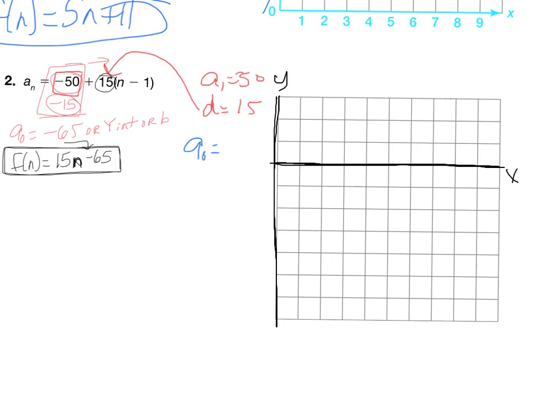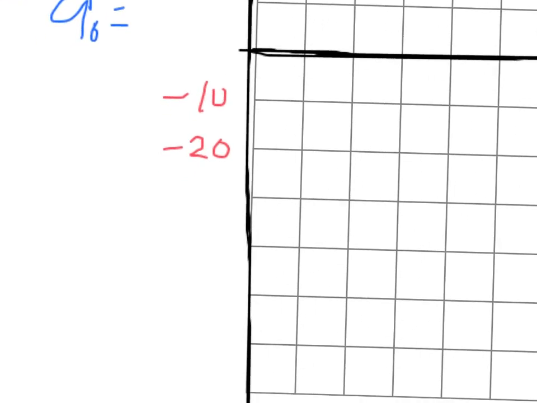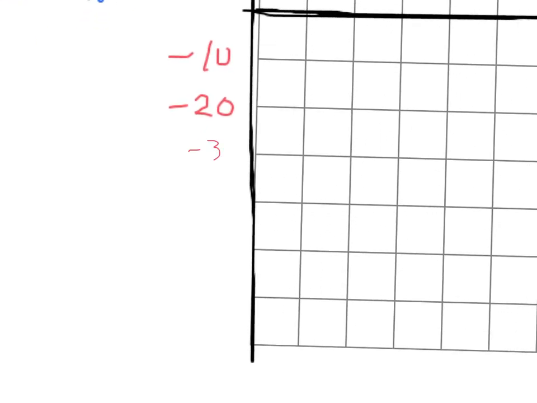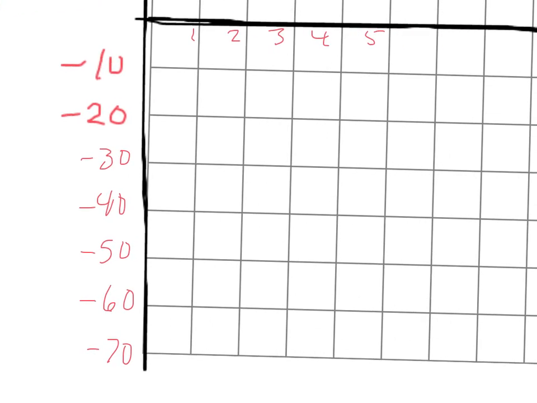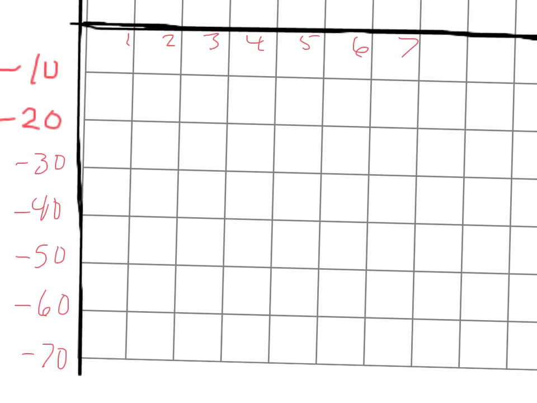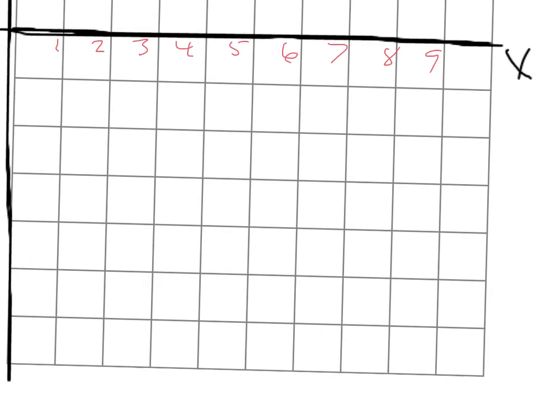So your first term would be -50. I'm going to use red. So I'm going to say -10 here, -20. Let me zoom in a little better so I can write better. -30, -40, -50, -60, -70. And then this will be 1, 2, 3, 4, 5, 6, 7, 8, 9, and 10.